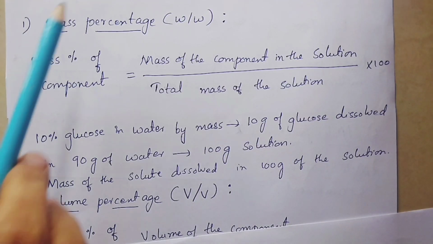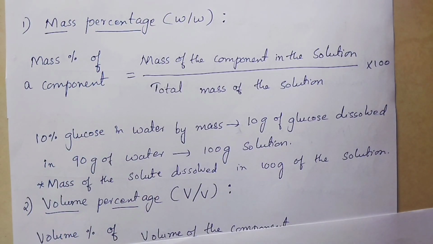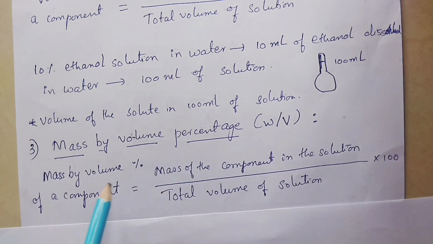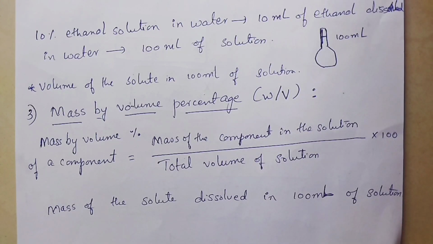When we combine these two, we get the third type, that is mass by volume percentage, which is represented by W by V. Mass by volume percentage of a component is equal to mass of the component in the solution divided by total volume of the solution multiplied by 100. Or in simple words, it is the mass of the solute dissolved in 100 ml of the solution.